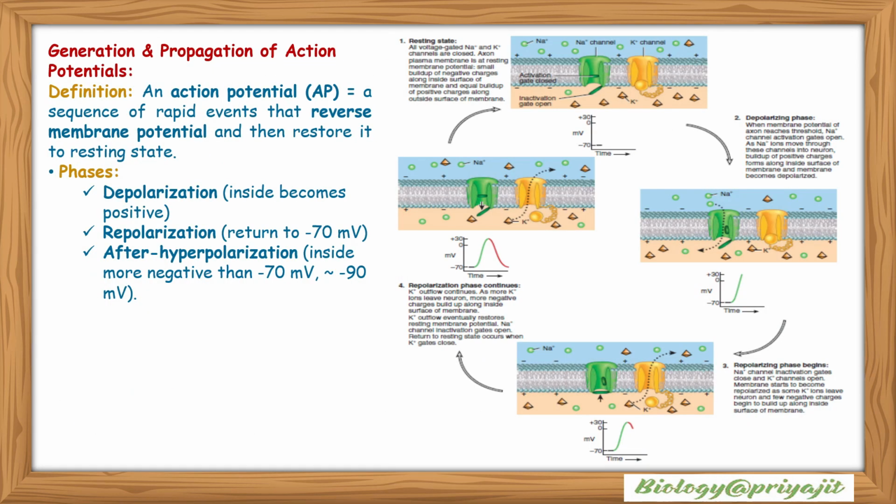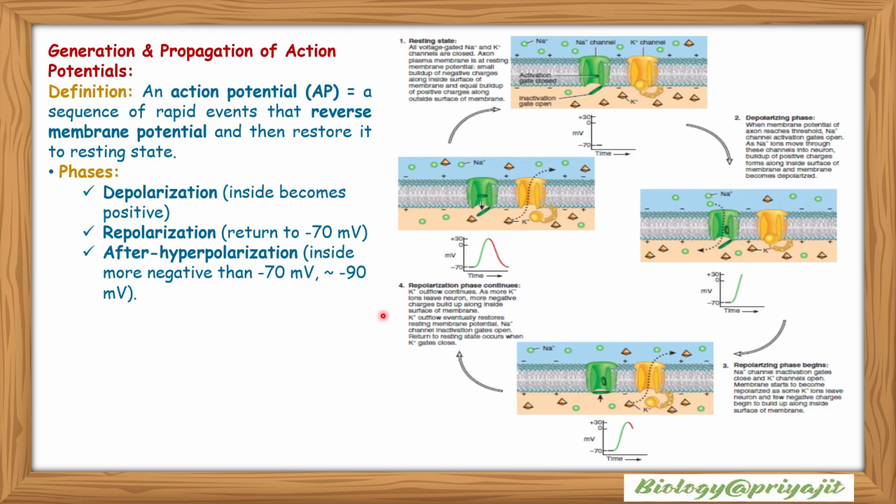Generation and propagation of action potential. An action potential, we know, is a sequence of rapid events that reverse the membrane potential and then restore it to the resting state. The phases are depolarization, where the inside becomes positive; repolarization, where it returns to minus 70 millivolts; and after-hyperpolarization, where the inside is more negative than minus 70 millivolts, approximately minus 90 millivolts.